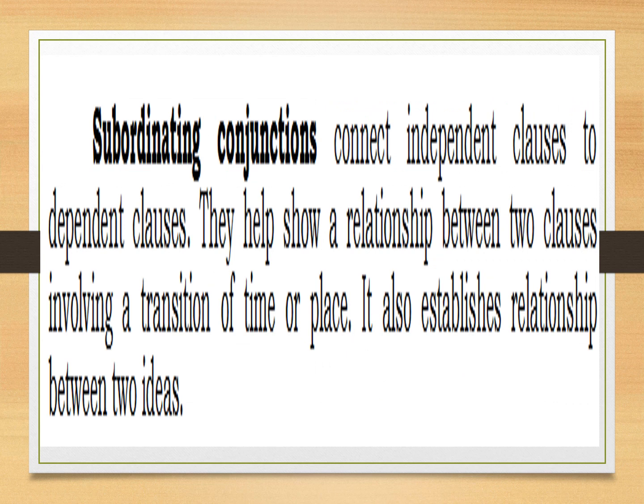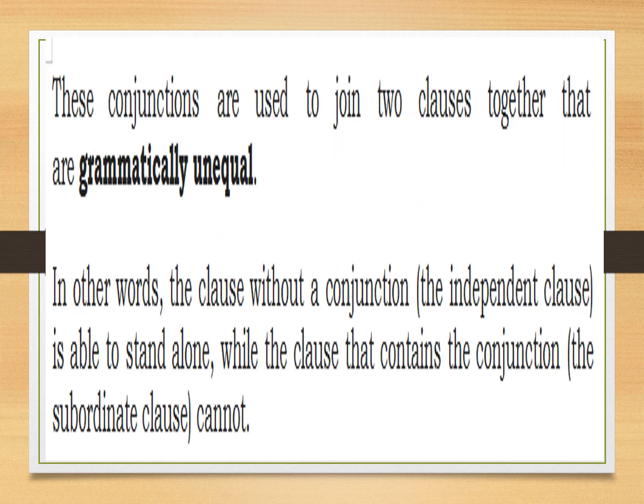Subordinating conjunctions connect independent clauses to dependent clauses. They help show a relationship between two clauses involving a transition of time or space or place. It also establishes a relationship between two ideas.